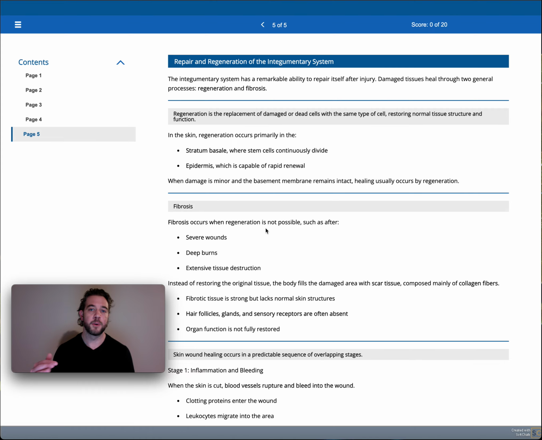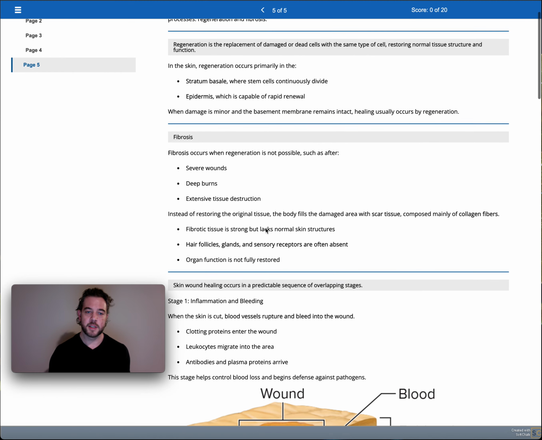So healing comes in two different types, regeneration or fibrosis. Regeneration is replacement of damaged or dead cells with functional tissue. So regeneration is going to be restoring function to that structure, whether that is producing sweat or sebum, whether it is sensation and reception, right? All those things come back fully through the process of regeneration. The other kind is fibrosis.